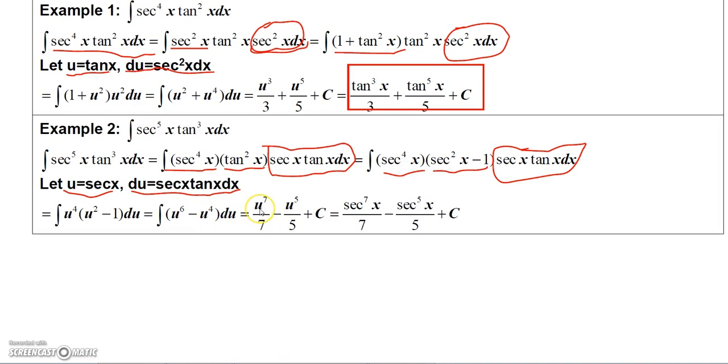And then at the end, replace u with secant. And so I get secant x to the seventh power over 7 minus secant x to the fifth power over 5 plus a constant. And so that's how you can deal with powers of secant and tangent when they're both odd.